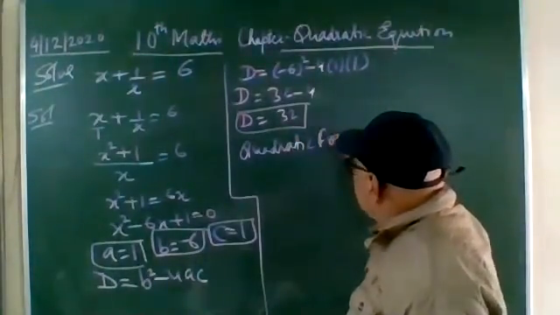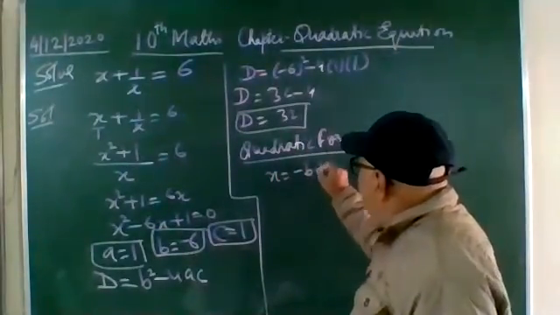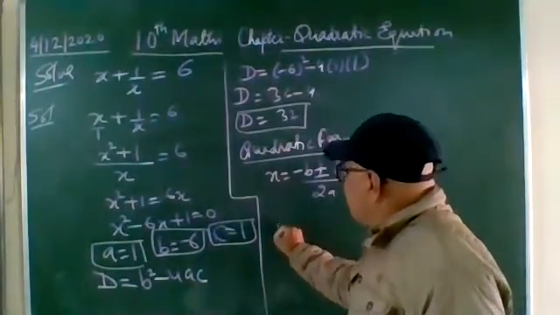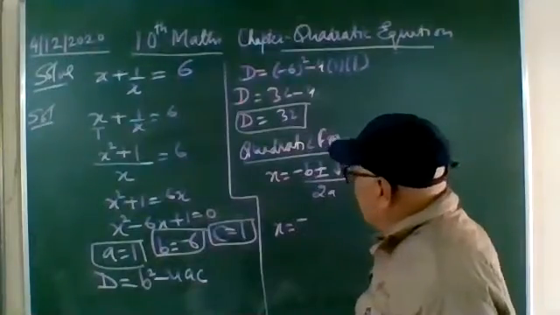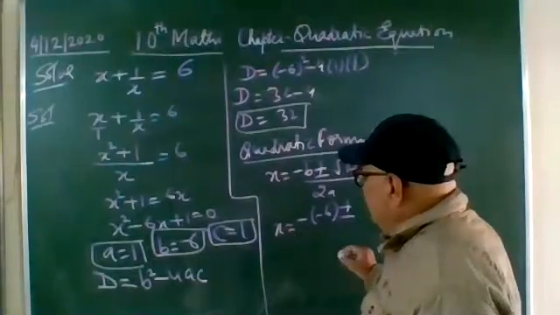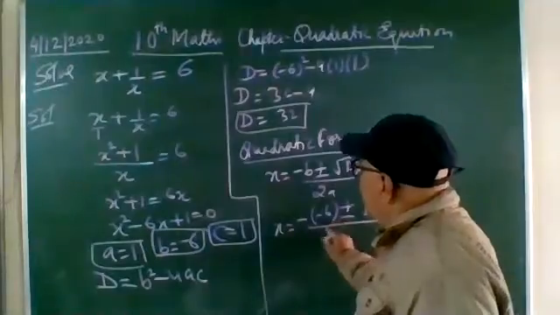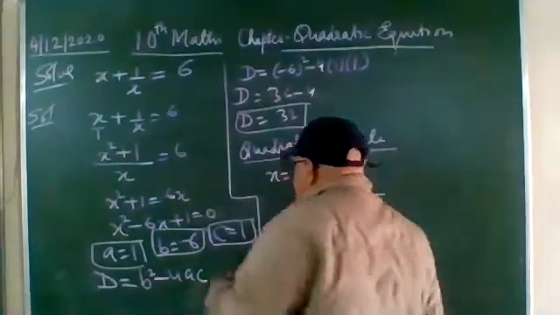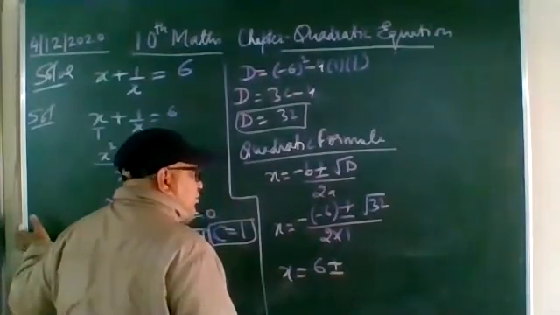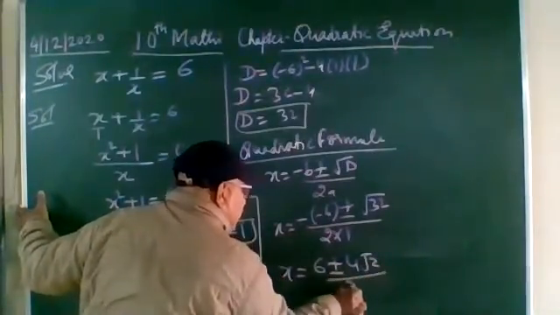Quadratic formula. Because you are using the quadratic formula, x equal to minus b plus minus root of b square minus 4ac upon 2a. x equal to minus of minus 6 plus minus root of, b square minus 4ac is 32, upon 2 into 1. x equal to 6 plus minus root 32. 32 is 16 times 2, so 4 root 2 upon 2.